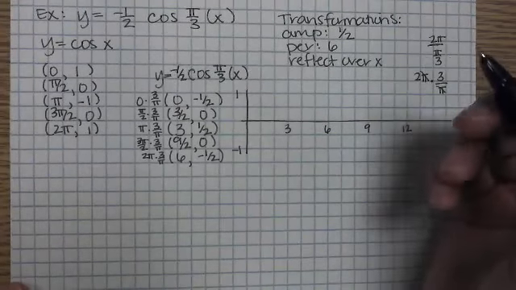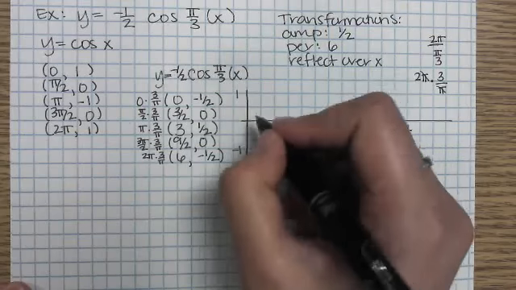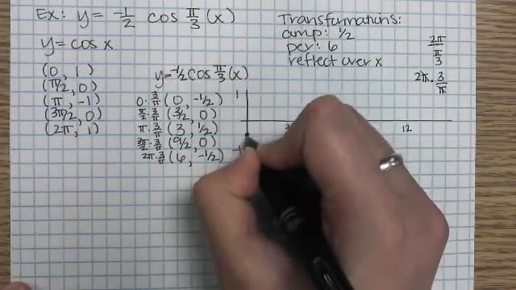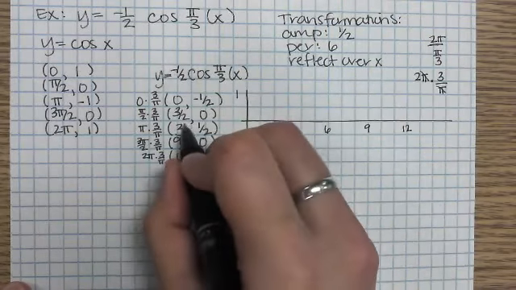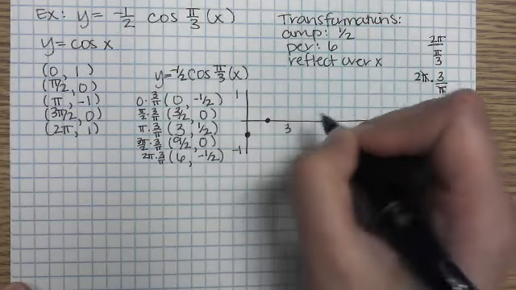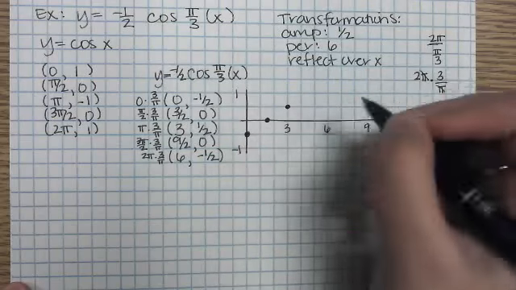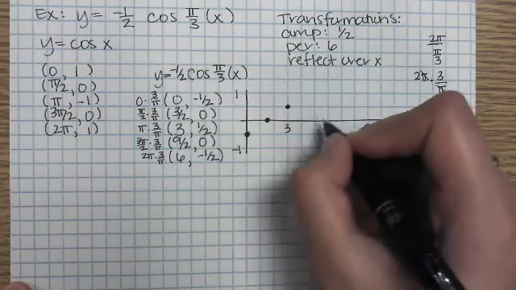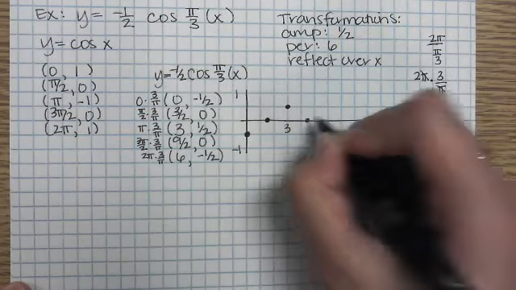Alright, 0, -1/2. 3 halves is the same as 1.5. So 1.5, 0. 3, +1/2. That's the same as 4.5, 0. And then 6, -1/2.